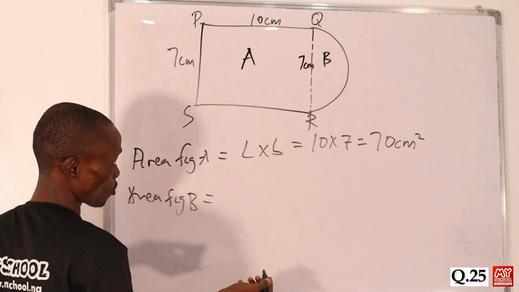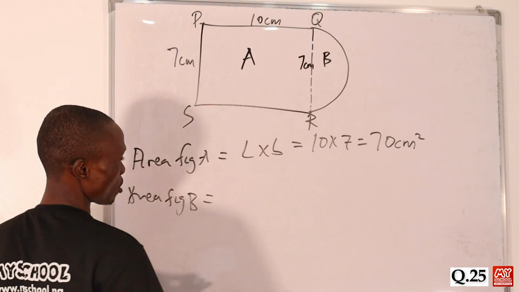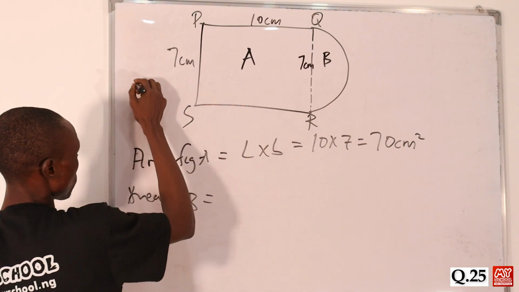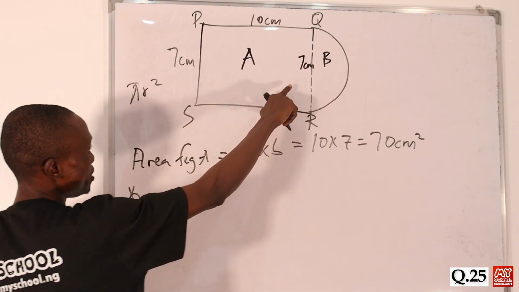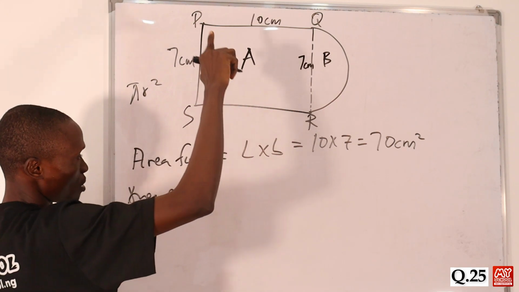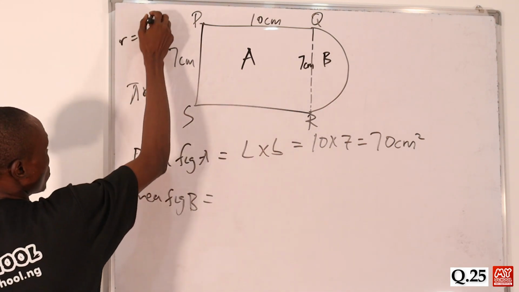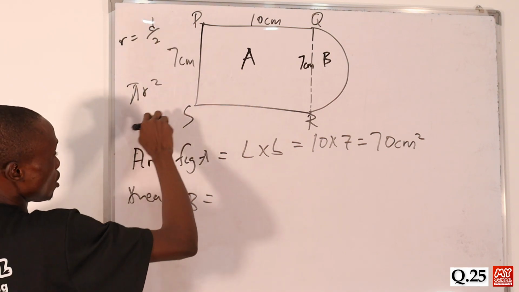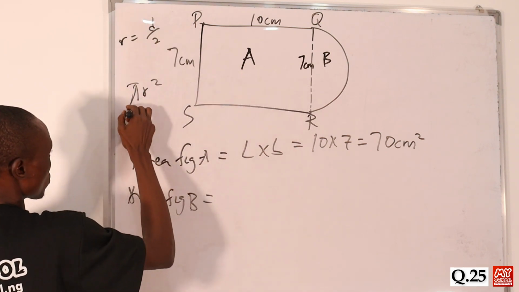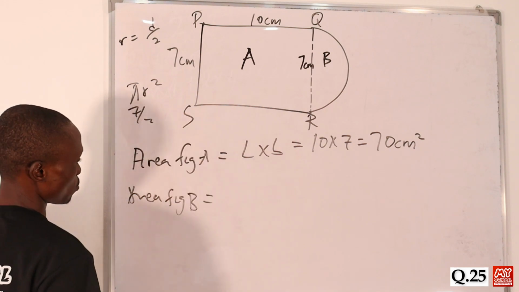And that will be equal to, of course, semicircle is half of a circle, right? And we know that the area of a circle is pi r square. But remember, in this question, we are not given radius, but we are given diameter. But remember that radius is equals to diameter divided by 2, okay? So in this case, our radius will be equals to 7/2. So take note of that.